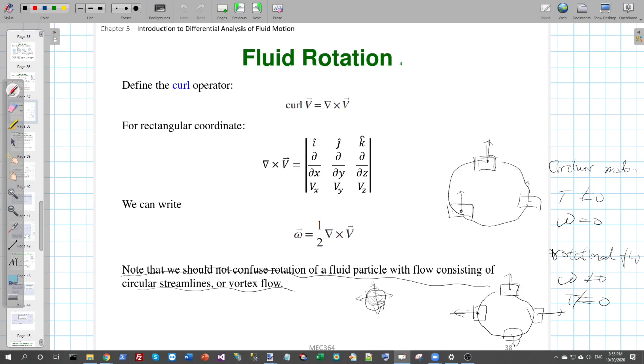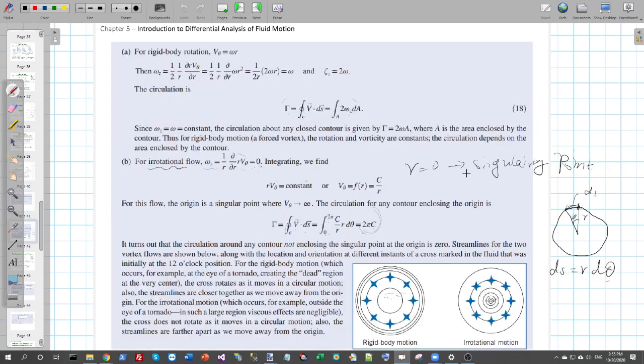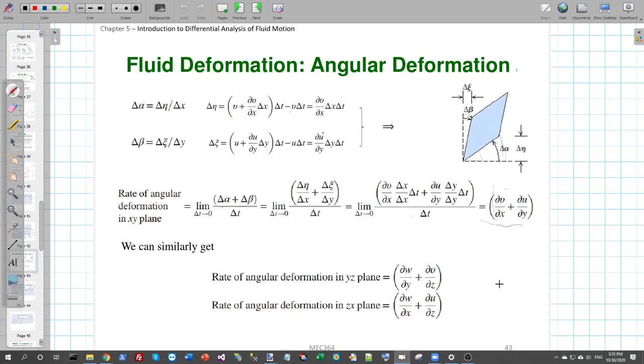So just be careful about the different meanings of omega, gamma and vorticity. Be very careful about these two cases, where you have rotational flow and irrotational flow but with circular motion. They are really different. Now we have finished talking about the rotational motion, and the next topic is the deformation of the fluid particle.